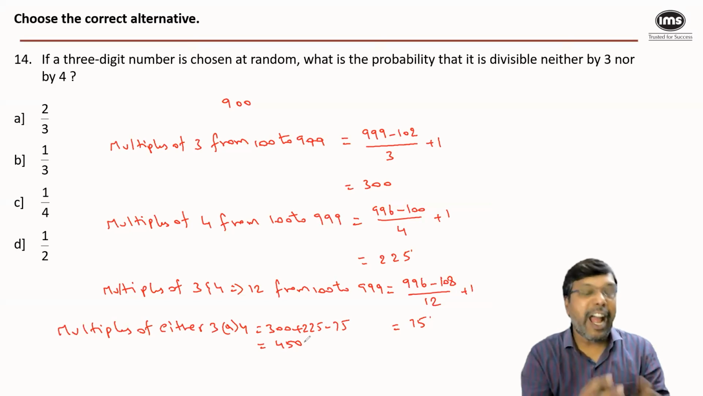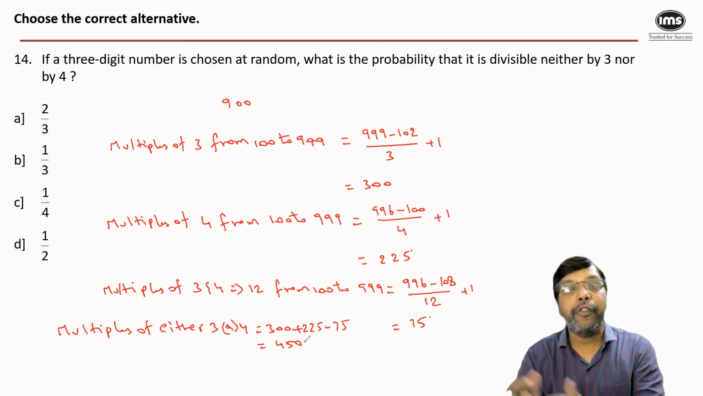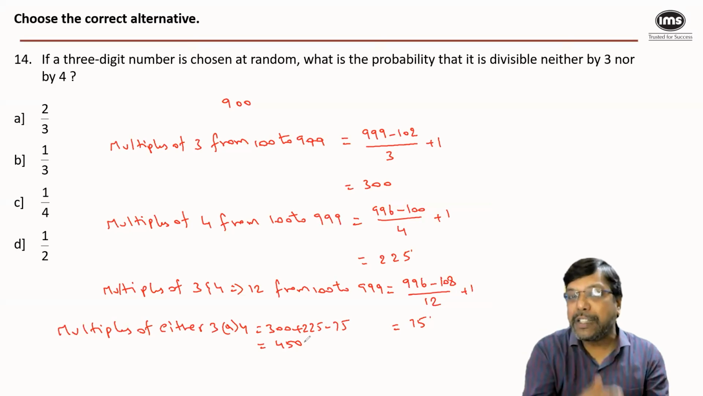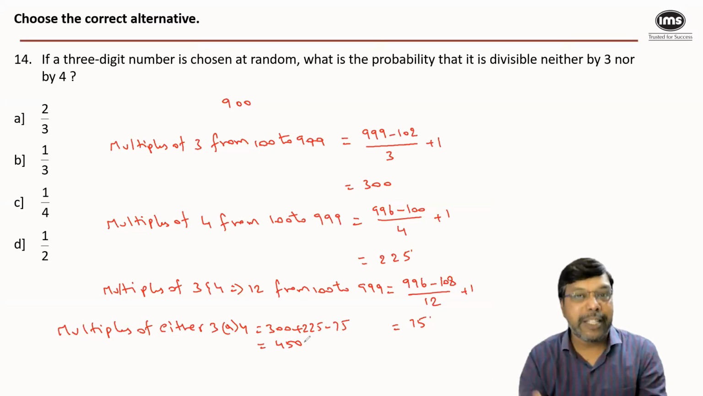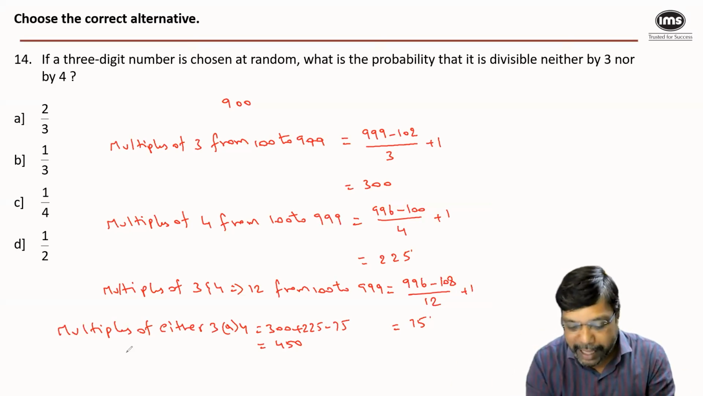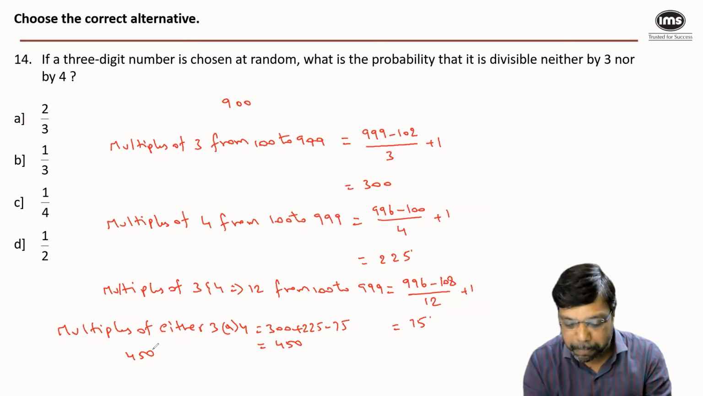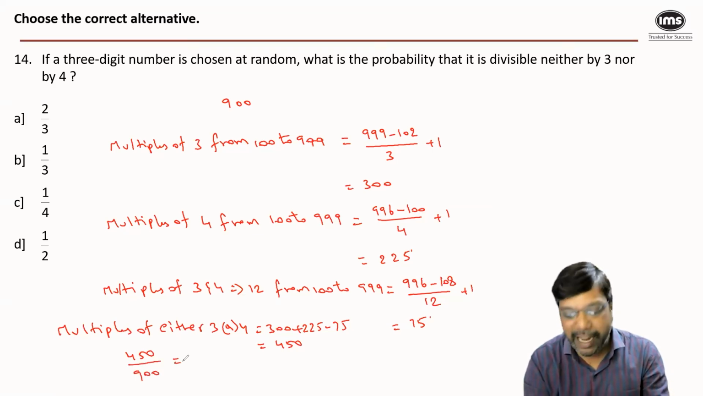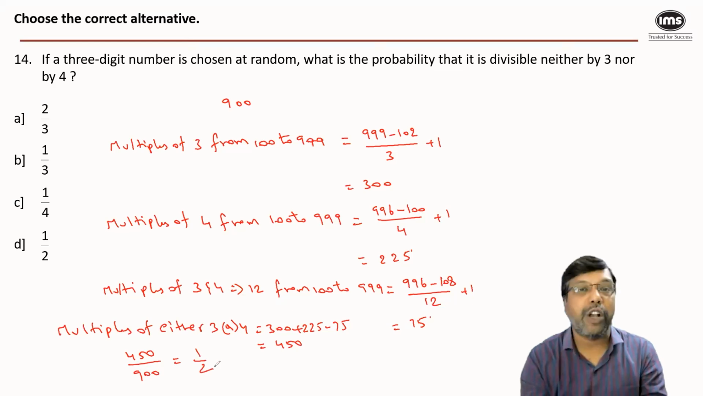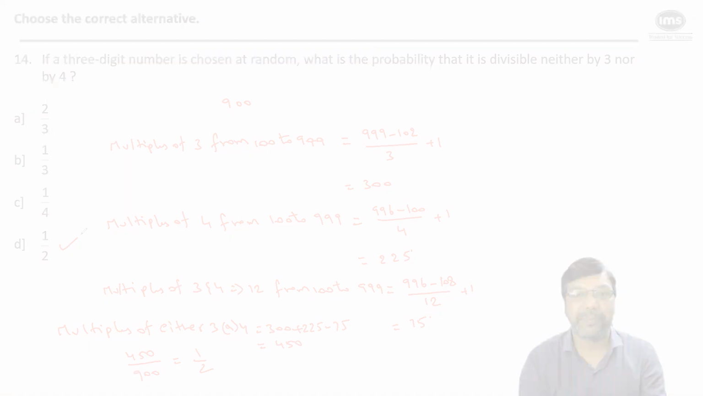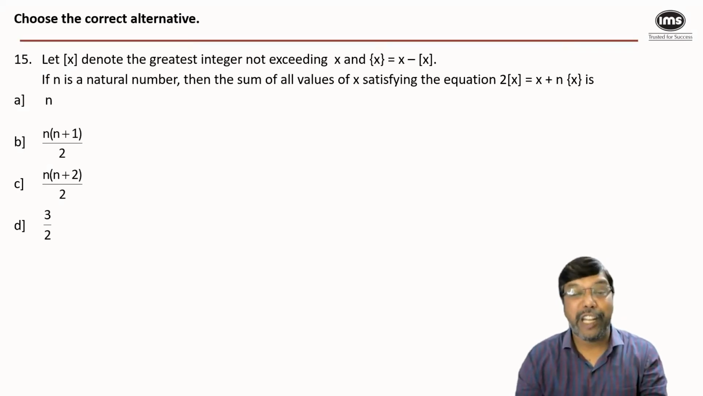So out of 900 numbers, if 450 numbers are either divisible by 3 or divisible by 4, then the remaining 450 numbers are neither divisible by 3 nor by 4. So hence the required probability is 450 by 900, which is equal to 1 by 2. Answer option D. Now let's look at question number 15.